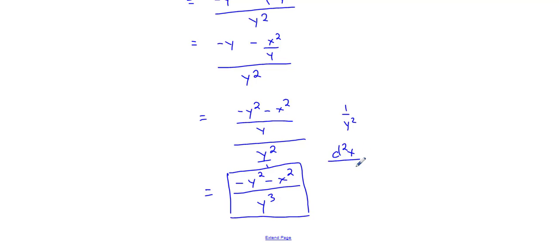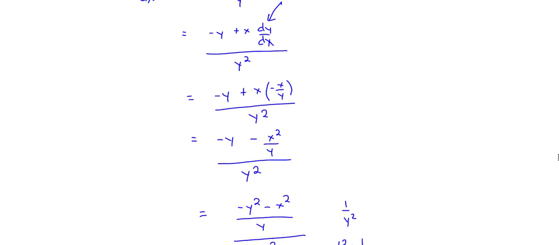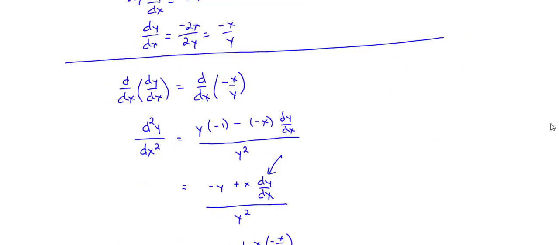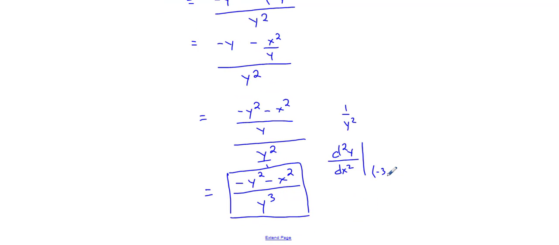Evaluate this second derivative at the point. A little sloppy with my y there, my bad. Evaluate it at, man, this was so long ago. What was that point? (-3, 4)? So it'll be negative 4 squared minus negative 3 squared all over 4 cubed. Negative 16. Is that minus 9 then? 64?